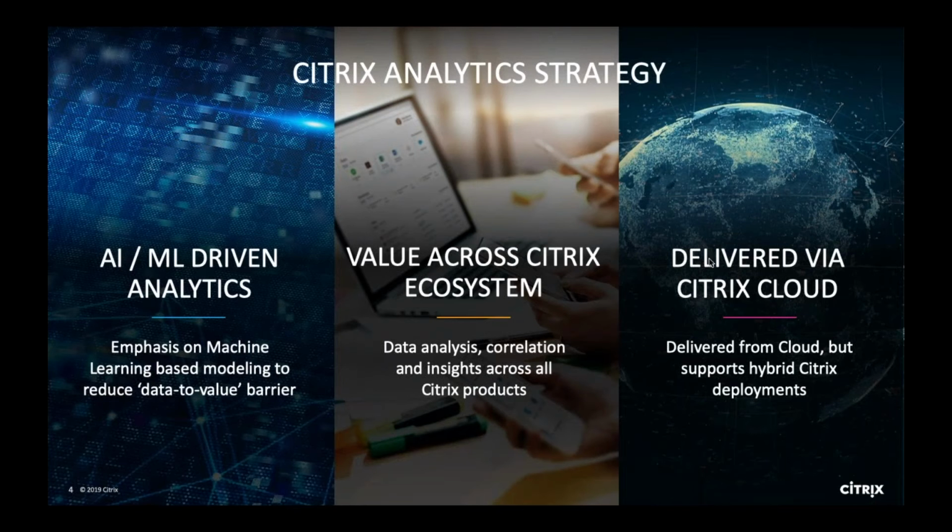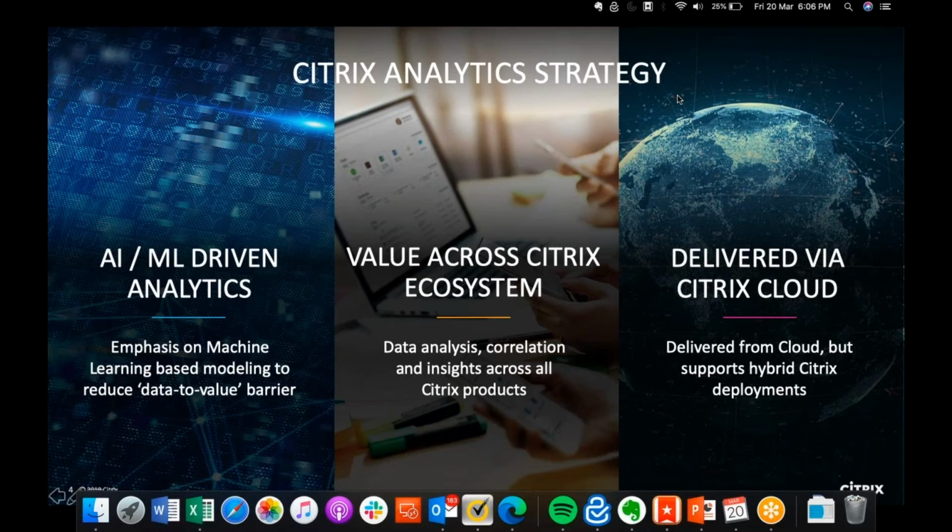Citrix's analytics strategy consists of three key components. The first key component is the AI and ML-driven analytics platform. What Citrix wants to achieve is to create a continuously evolving and learning system that reduces the data to value barrier. What we mean by the data to value barrier is the time and effort that goes into collecting, mining, and surfacing insights that customers can then use to improve the whole ecosystem and their deployment.